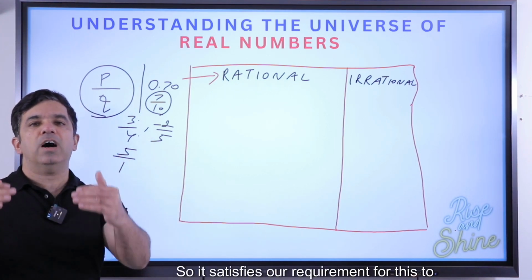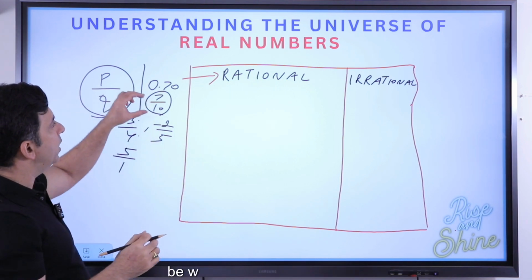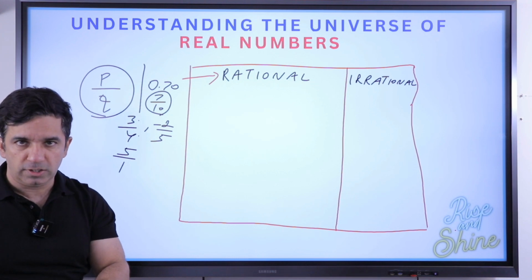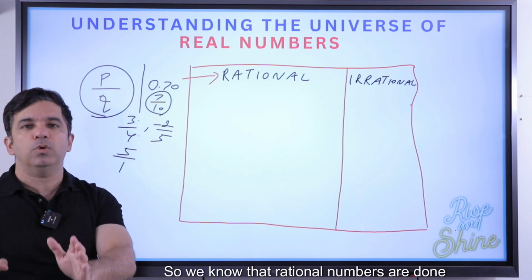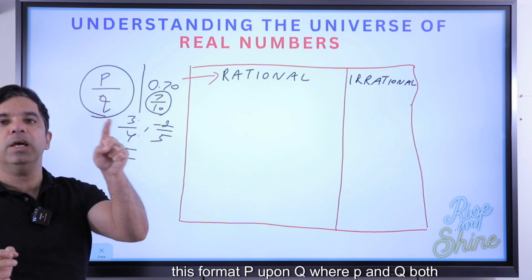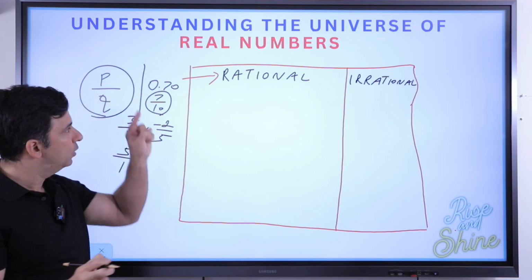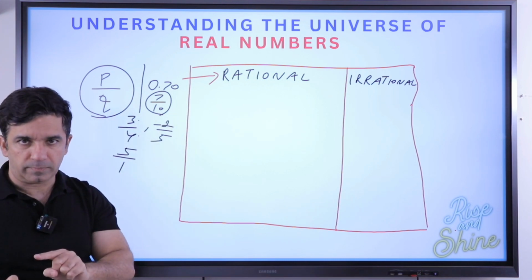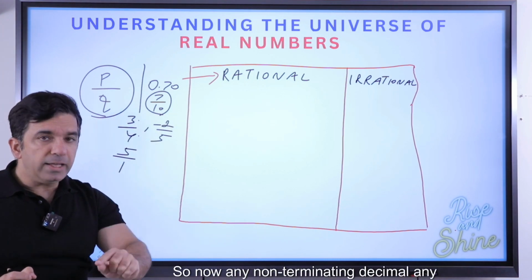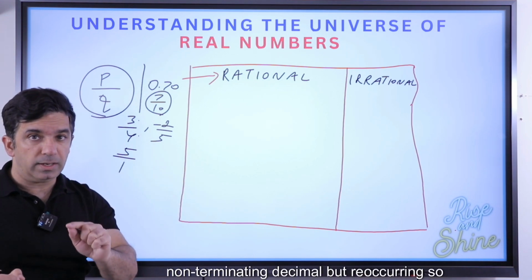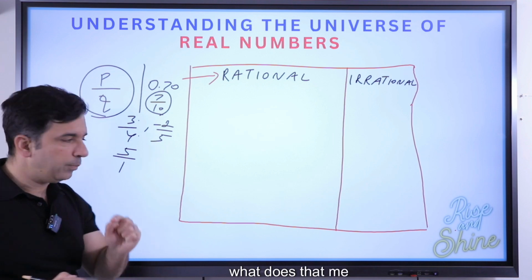So it satisfies our requirement for this to be written in the format of P upon Q, where P and Q both are integers. So we know that rational numbers are those numbers which can be written in this format, P upon Q, where P and Q both should be integers. So any terminating decimal is also a rational number. Now any non-terminating decimal but reoccurring. So what does that mean?